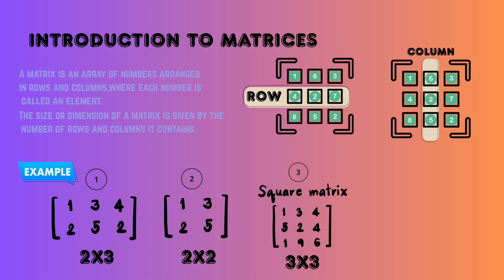A matrix with 2 rows and 2 columns is called a 2x2 matrix. A matrix with 3 rows and 3 columns is called a 3x3 matrix, also known as a square matrix.